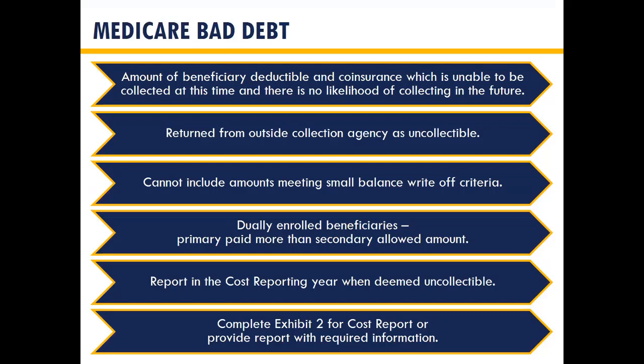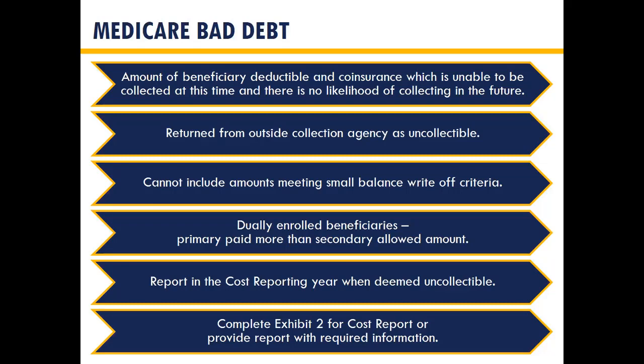And CMS has clarified that debts referred to a collection agency are not considered uncollectible and may not be reimbursed in the cost report until the bad debt is returned from the collection agency as uncollectible. If after reasonable and customary attempts to collect, the debt remains unpaid more than 120 days from the date the first bill is mailed to the beneficiary, it may be deemed uncollectible. So just be aware also that if you receive any payments on an account that's been classified as bad debt, that 120-day period will restart.